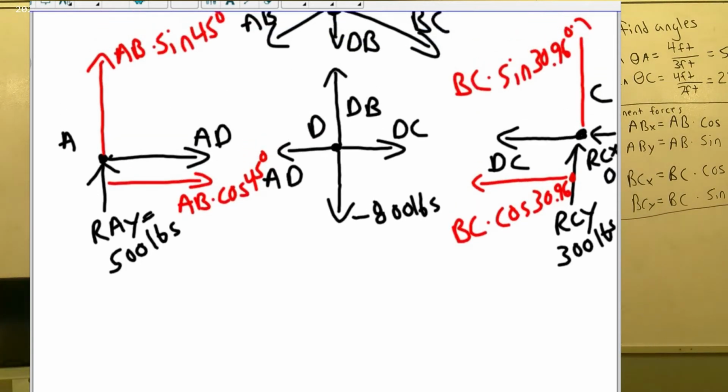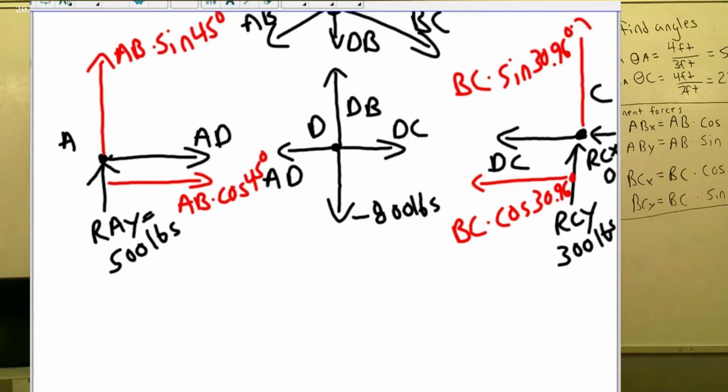And here's the key with free body diagrams. Focus on one thing at a time. Only point A and only forces in the y direction. Well, what do I have in the y direction at point A? I have RAY and I have AB times the sine of 45. That's it. Two things. And only one of them is an unknown. So I have an equation with one unknown variable. I can work with that.